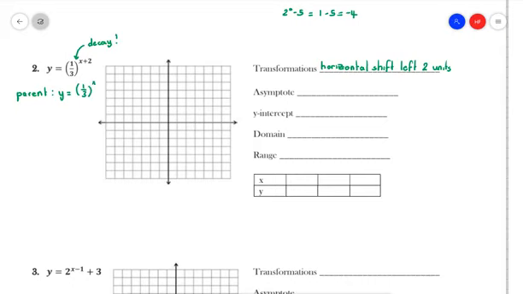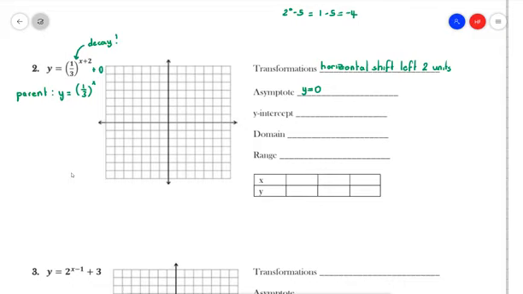Now our asymptote will occur whatever that plus or minus value is at the end of the function. So we would have 1/3 to the x plus 2, plus or minus something, but since we don't have anything there, we stick with y equals 0, because this would be plus 0.